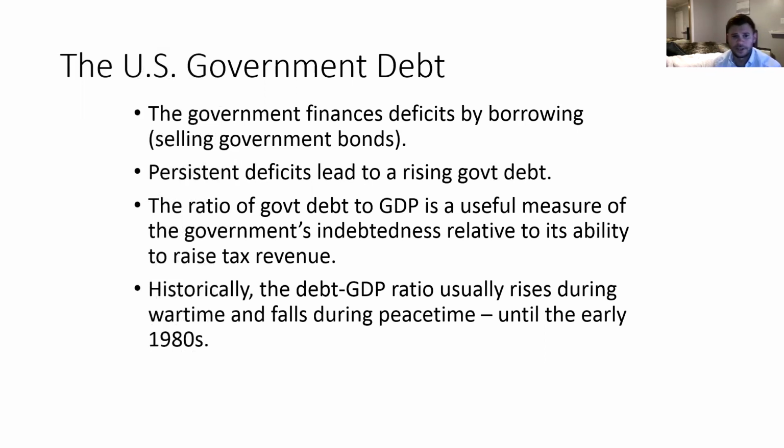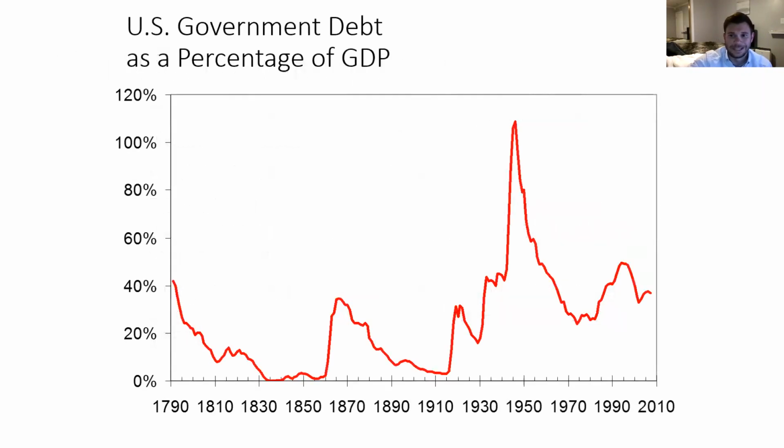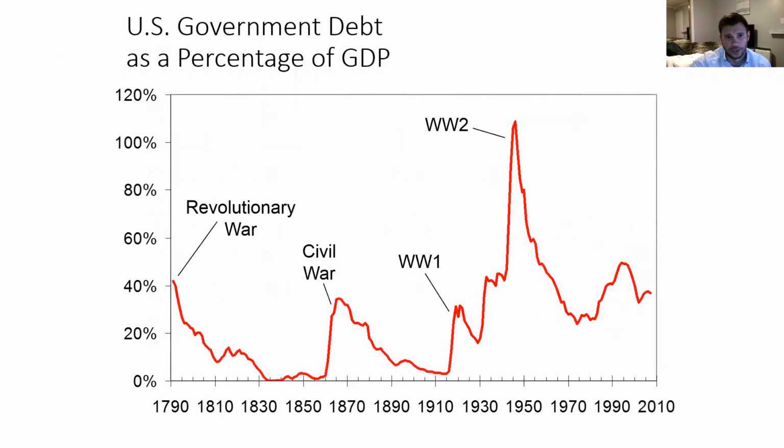And historically, the debt to GDP ratio usually rises during wartime and falls during peacetime. However, this trend tended to change during the early 80s. So this diagram, I think, is pretty important in demonstrating that historically we have an increase in debt relative to GDP during wartime, but you'll notice during the 80s that trend sort of increased.